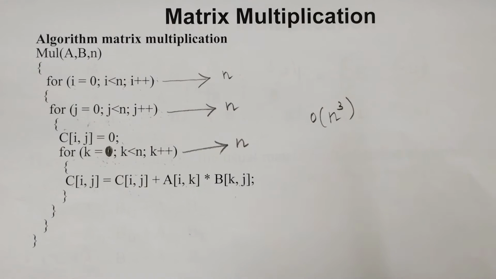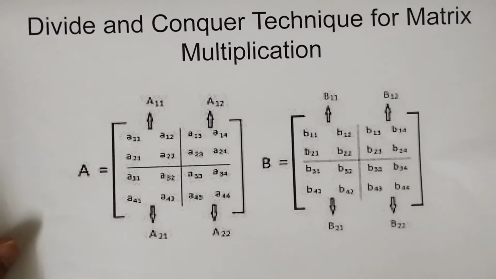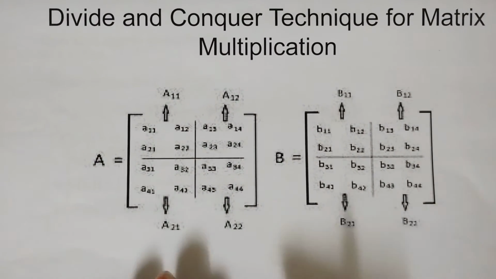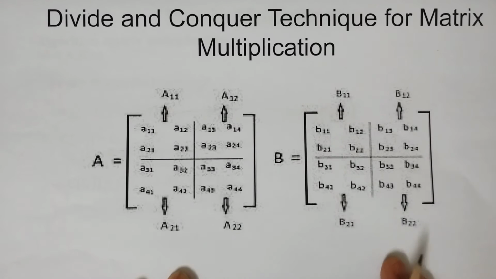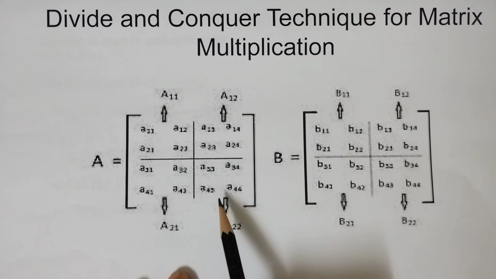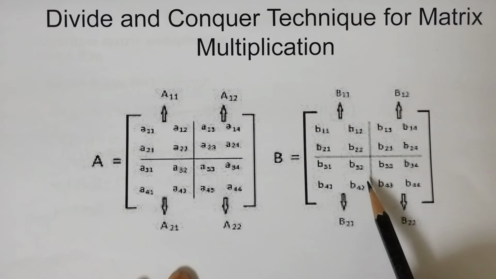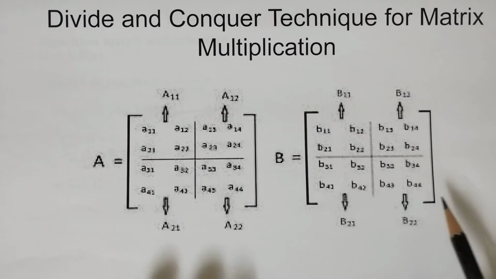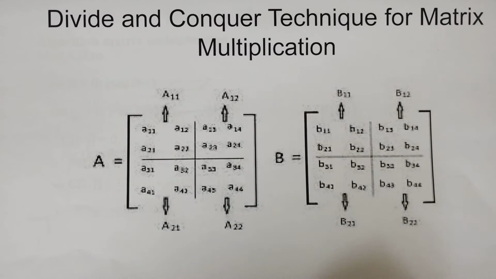And how do we apply the divide and conquer technique for doing this matrix multiplication? Because Strassen's matrix is one of the examples for the divide and conquer method as well. So how do we apply divide and conquer for matrix multiplication? Here I have taken two matrices. A matrix is a 4 cross 4 matrix, and B matrix is also a 4 cross 4 matrix. So this matrix is actually larger in size.